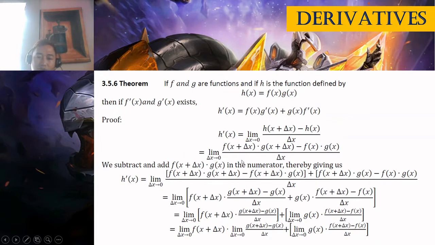Okay, so here is the proof. After that, we rewrite it as f times g. We subtract and add f of x plus delta x times g of x in the numerator, thereby giving us this. So we add and subtract. In this part, we subtract f of x plus delta x times g of x. On the other side, we add it. On the minus side, we just copy f of x times g of x. So, class, we added and subtracted these two.